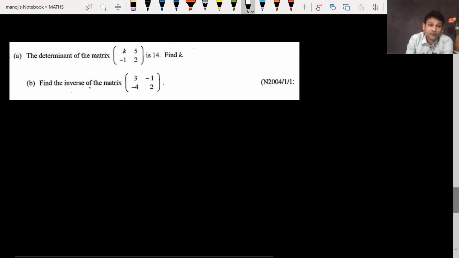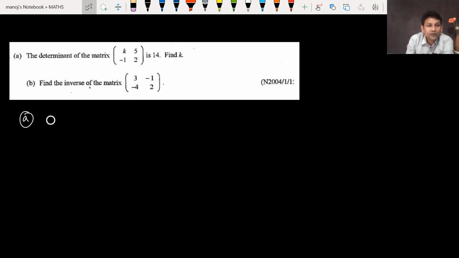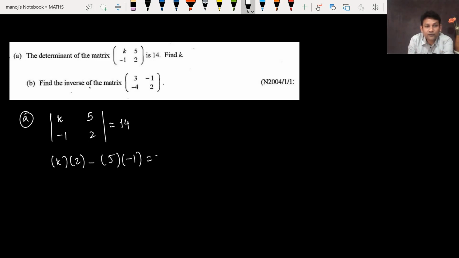Okay, this question is very important, the A part. This is November 4 paper 1 question number 1. The determinant of the matrix is 14. Please, I would like to write one more question here. Determinant means this sign, k minus 1, 5, 2. The determinant is coming 14. Find k. And the determinant formula we multiply like this: k multiplied by 2 minus of the formula 5 multiplied by minus 1 is equal to 14.